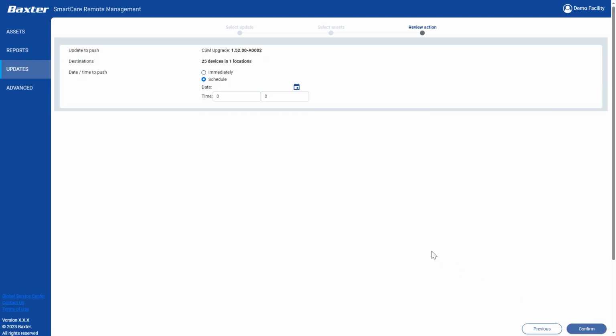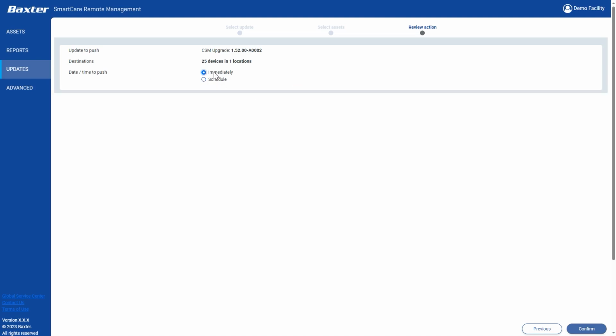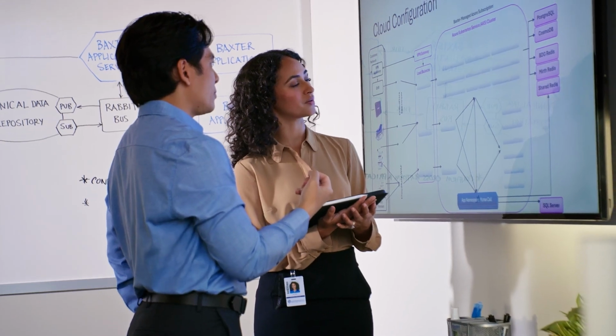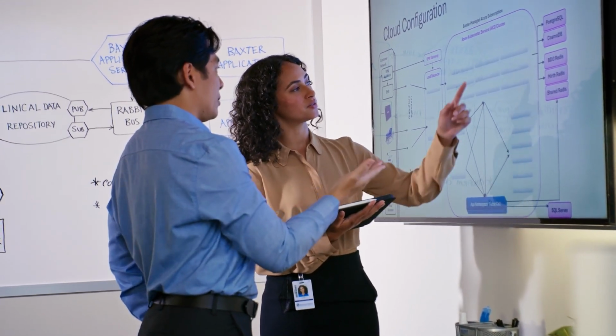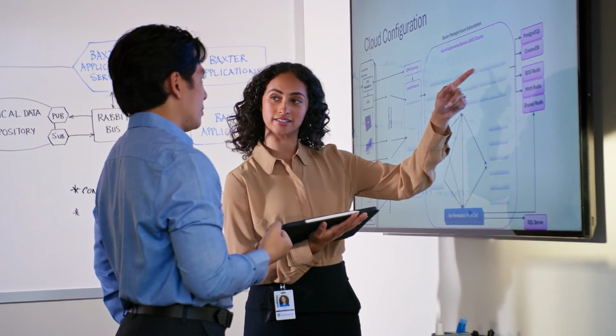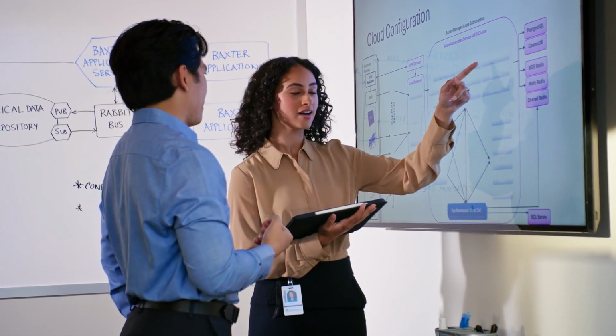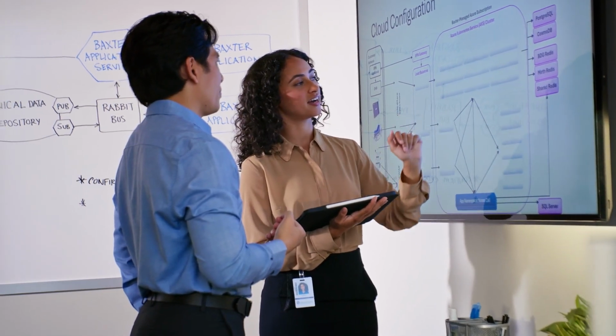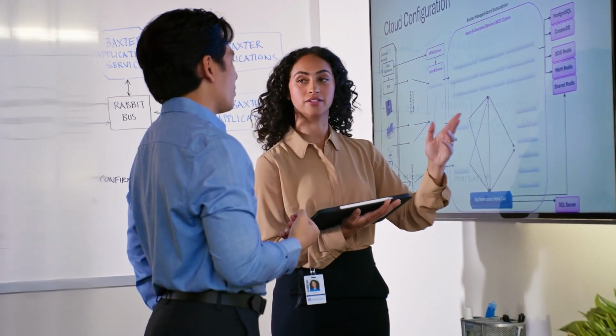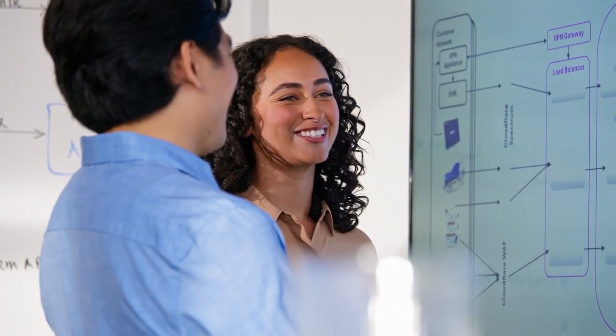The Review Action screen appears, listing the following items: item to push, destinations, date or time of the push. You have the option of immediately or scheduled. When using the immediately feature on Connex Spot monitors, the firmware will load the next time the device calls home. After the call home, you will need to press the power button and then press power down. A window to load the firmware will appear. Press OK to install the firmware. The device will reboot after the installation.